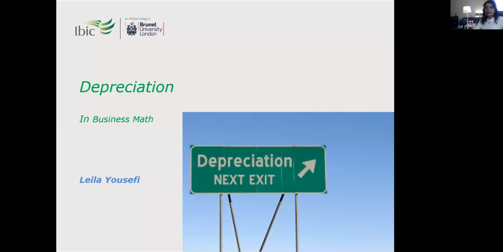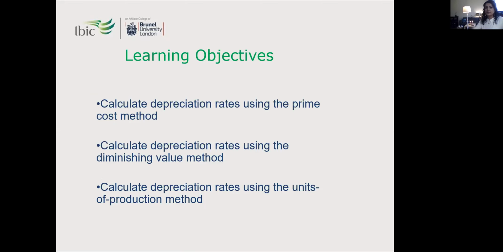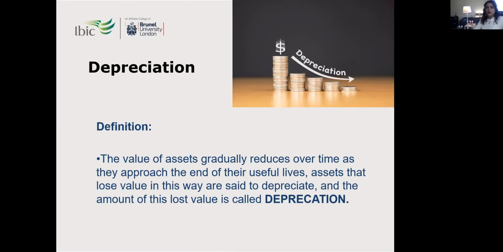In this lesson, we're going to look at different objectives, which are the calculation of depreciation with different methodologies. The first one is the prime cost method, the second is the diminishing value method, and the third one is the unit of production.